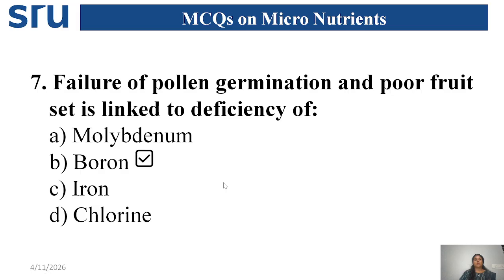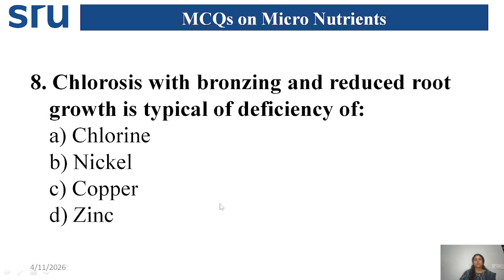of boron. Boron has a specific role in pollen tube growth. If pollen tube growth is affected, it is because of the deficiency of boron. Boron is also involved in the translocation of sugars and calcium, and in pollen tube growth. These are the roles of boron. So if pollen germination is affected, it is a deficiency symptom of boron.